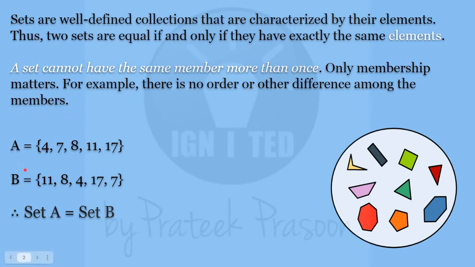Now there are two sets. Set A contains 4, 7, 8, 11, 17 and set B contains 11, 8, 4, 17, 7. We can see all the members of A are present as members of B, although the order is not the same. Here you have ascending order and here you have haphazard order. As I discussed, the order of a set is immaterial. If exactly the same elements are present in two sets, they are equal, and that is why set A is equal to set B.